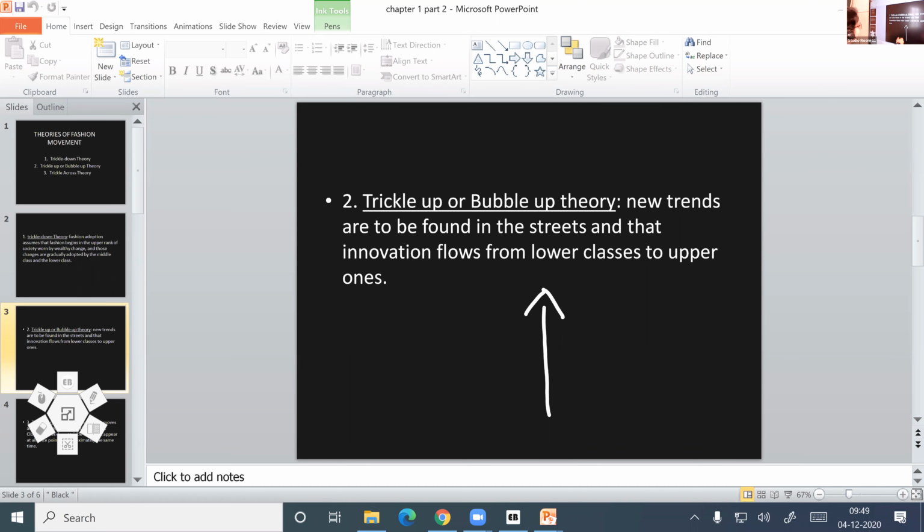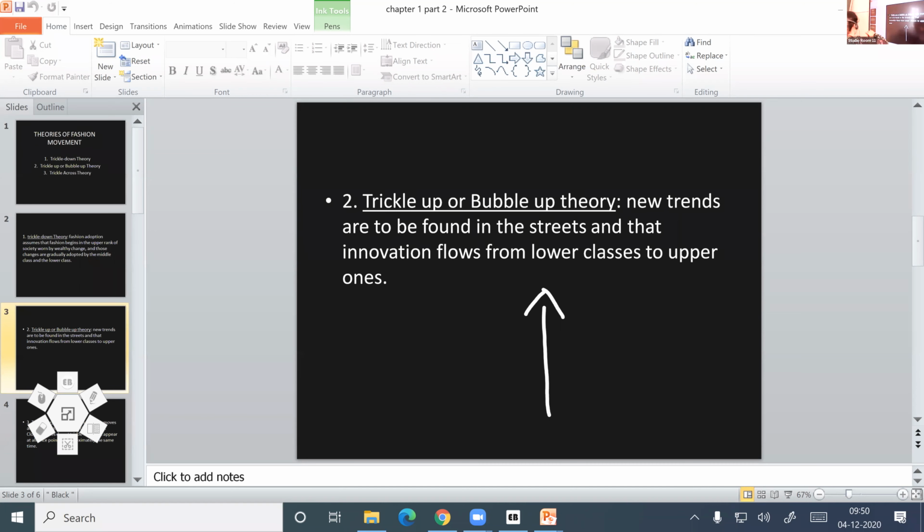So when you hear trickle up theory, just remember this arrow which goes upwards. And street fashion, you know what is street fashion, right? The fashion which forms from streetwear and not from fashion studios or anything like that. In the trickle up or bubble up theory, new trends are to be found in the streets and innovation flows from lower classes to upper ones. That is trickle up theory. Anna, is it clear for you? Yes, ma'am. Is it clear to everyone?